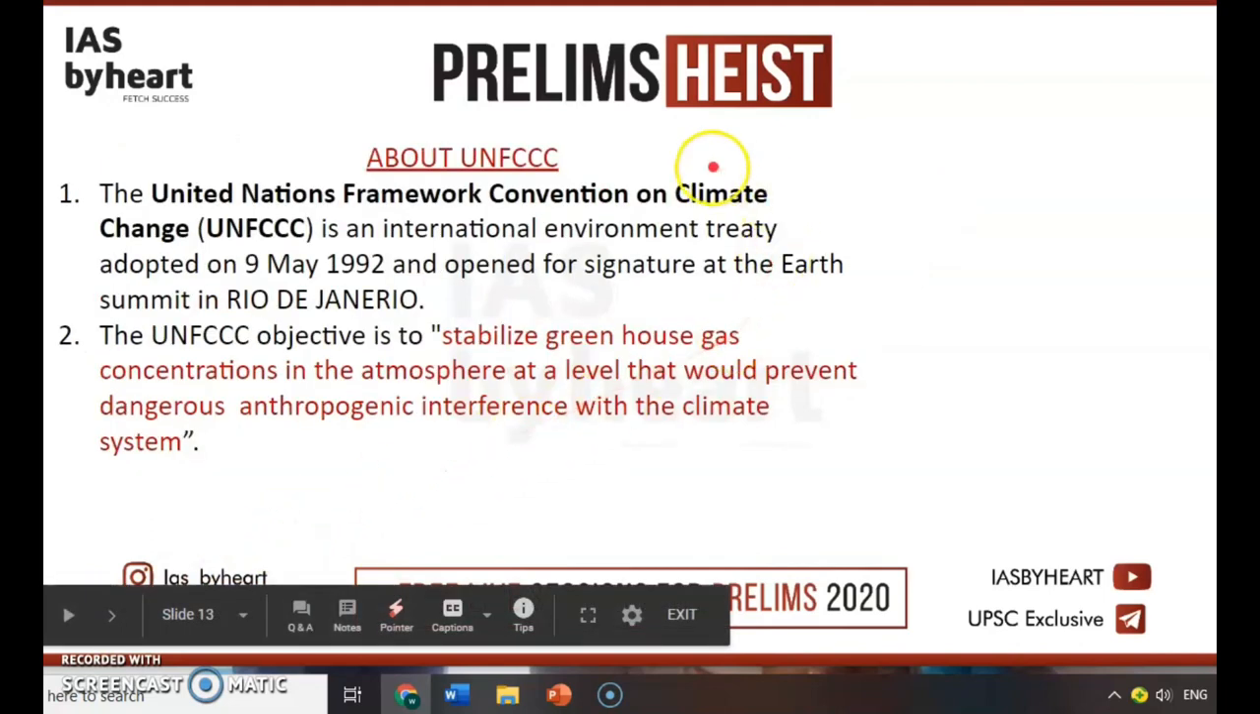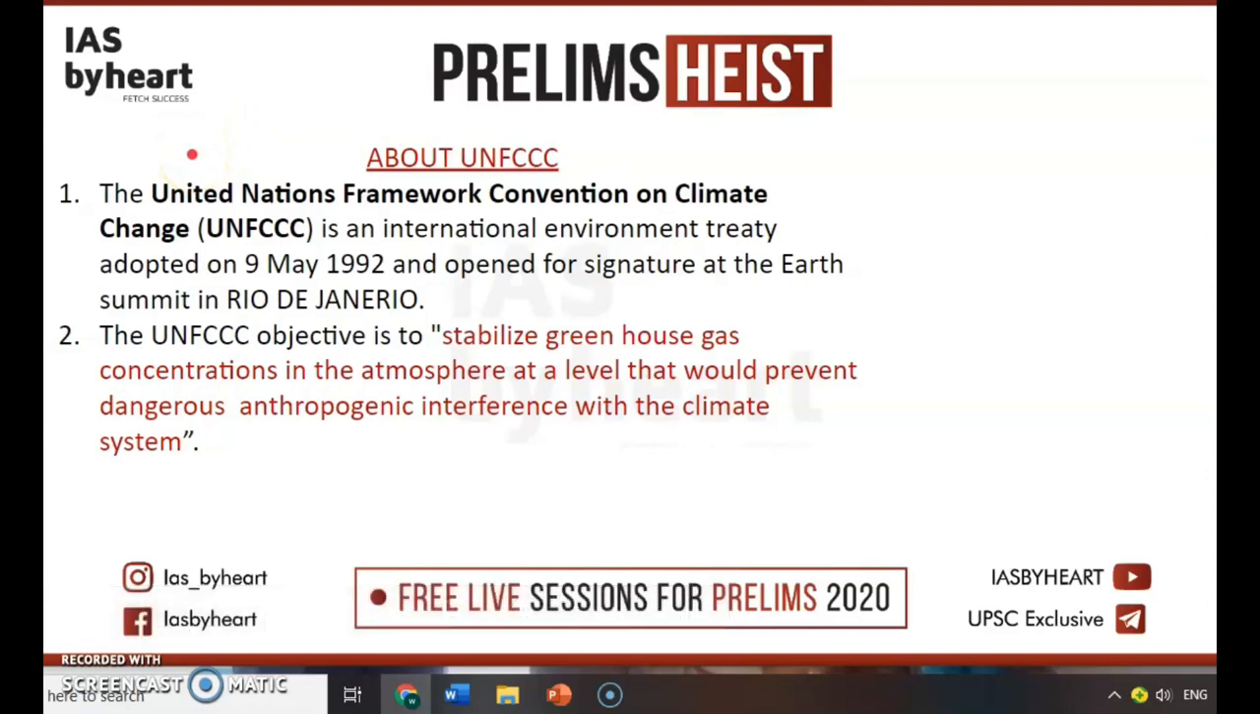About UNFCCC, this UNFCCC is an international environmental treaty which was signed at the Earth Summit held in Rio de Janeiro in the year 1992. The objective is to stabilize greenhouse gas concentration in the atmosphere at a level that would prevent dangerous anthropogenic interference with the climate system.